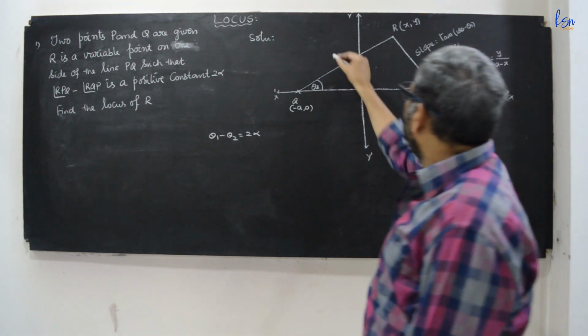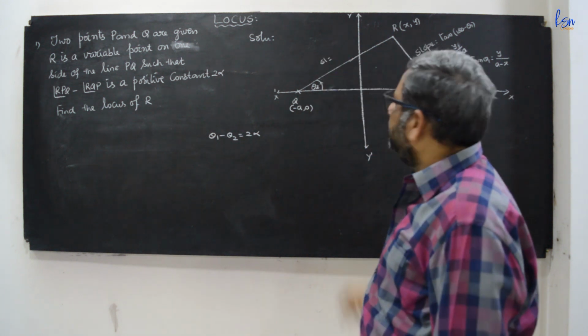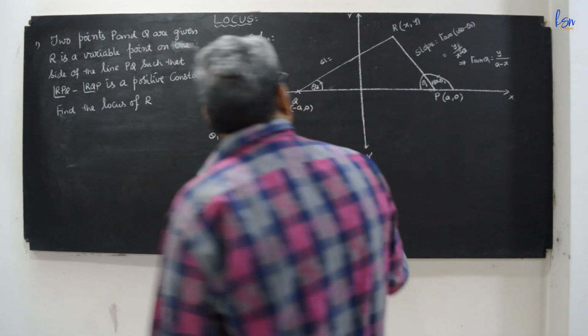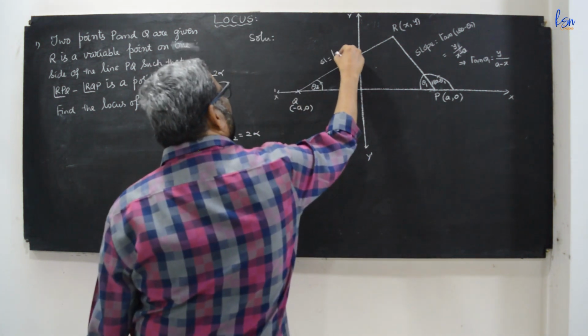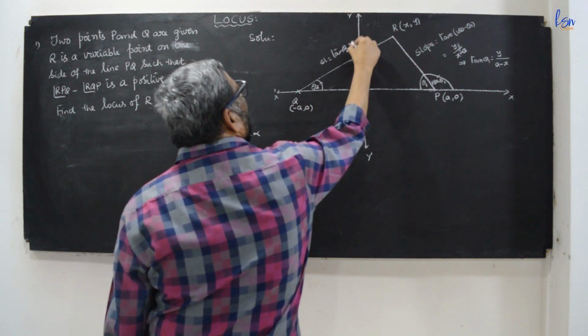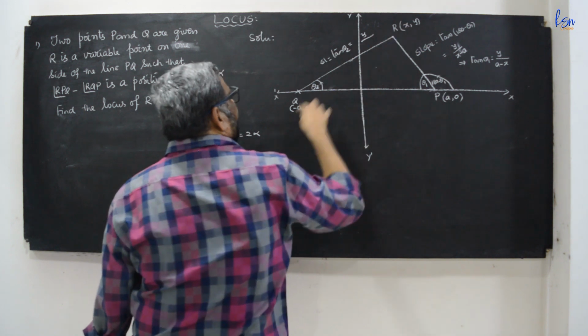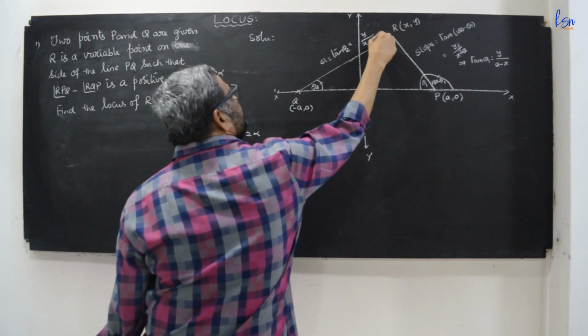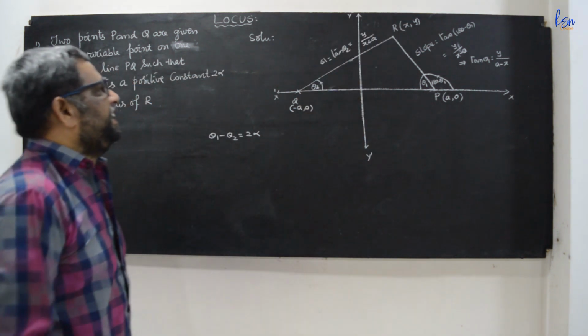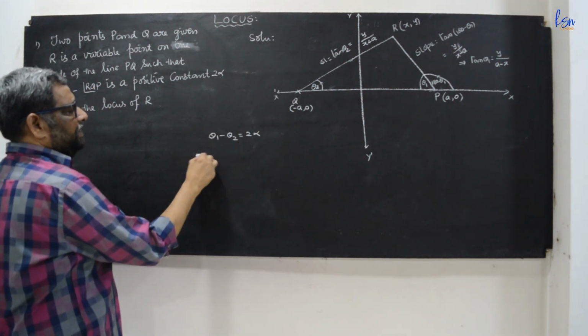Coming here, the slope of this line: it is making an angle theta 2 with the positive direction of the x-axis. Slope is tan theta 2 and that is equal to y minus 0 by x plus a, that is, y by x plus a is the slope.